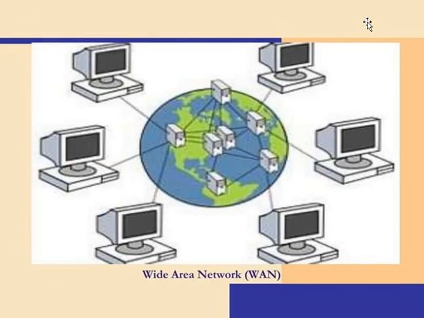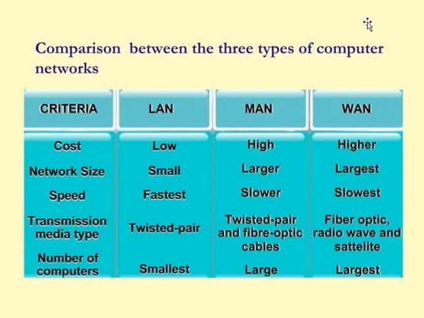Here we can see an example, and the comparison between the networks. There are three types of networks. We can see that LAN has low cost, MAN has high cost, and WAN has higher cost. Network size is smaller, larger, and largest. The speed is fastest, slower, and slowest. The transmission media is twisted pair, fiber optic cable, or radio wave. And the number of computers is smallest, largest, and larger.